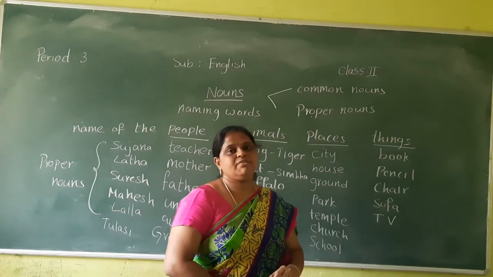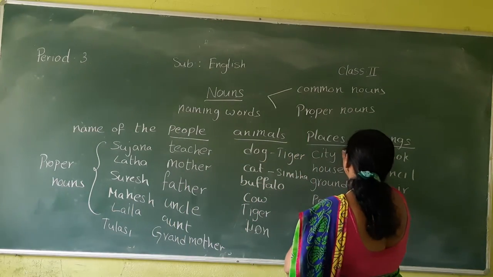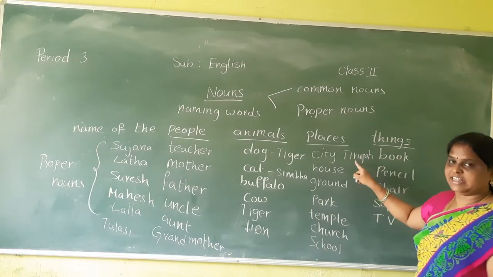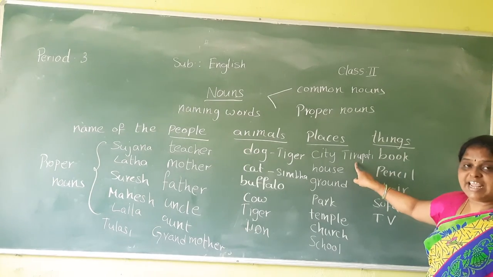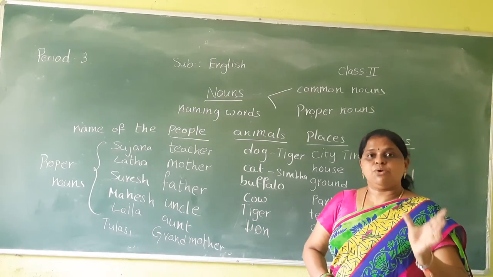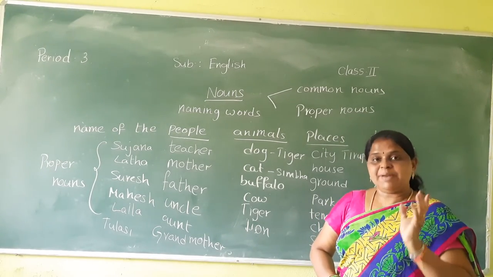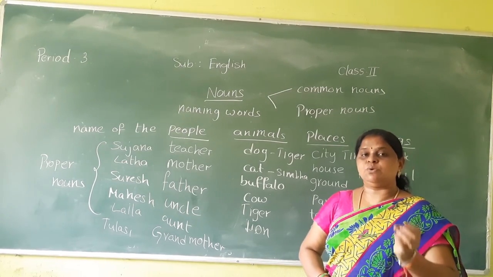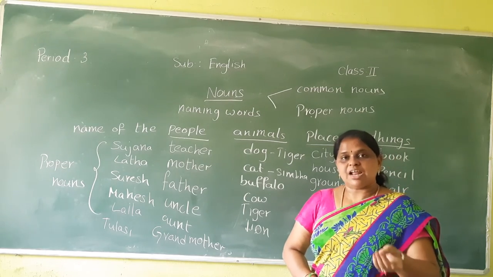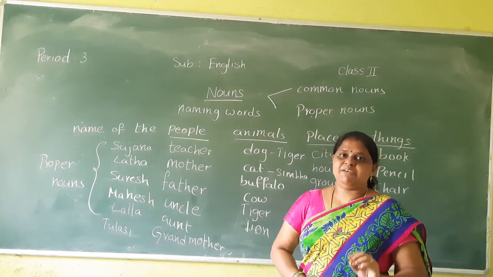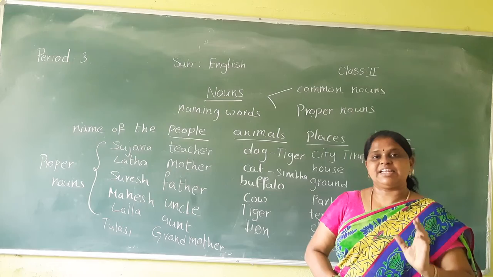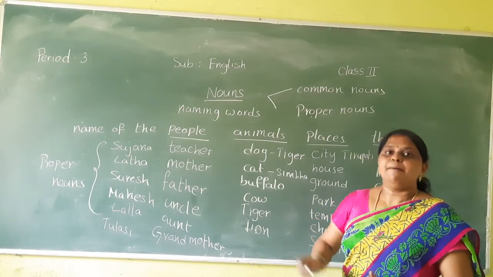And city, which city are you living in? Tirupati. Tirupati is the name of a city. Tirupati, Chennai, Bangalore, Mysore, like that. The names of places, the names of towns, cities, villages. Which village are you from? Papanaipeta. Okay, you are from Papanaipeta. Each and every place has its name. So like Tirupati, Mumbai, Chennai, Agra, these names of places come under the proper noun.